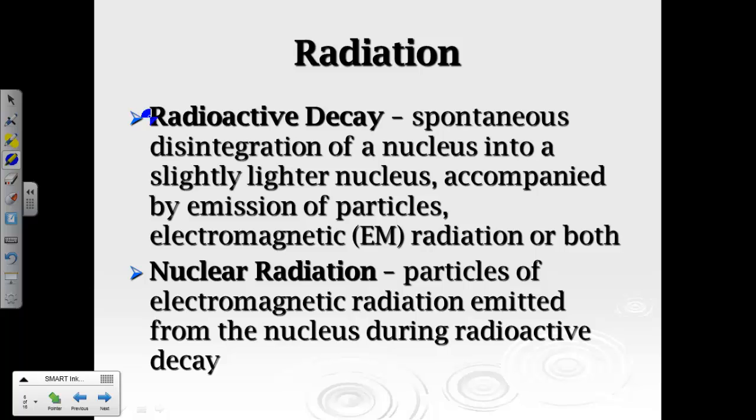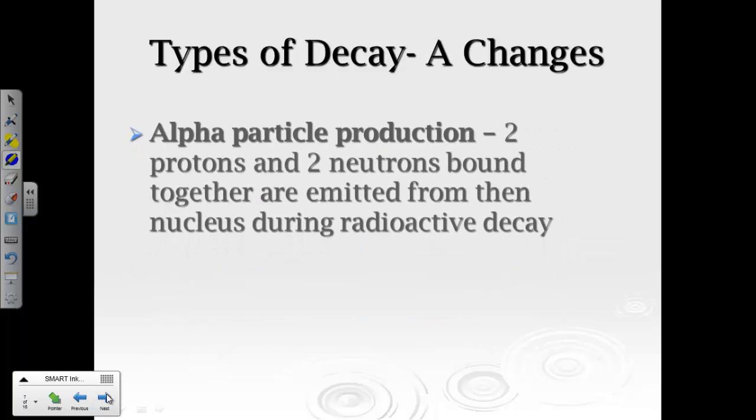Okay, now a couple of terms that are often confused are radioactive decay, which is the spontaneous disintegration of a nucleus into a slightly lighter nucleus, accompanied by the emission of particles, electromagnetic radiation, or both. So radioactive decay is the process. It's the actual disintegration and the spontaneity of it, whereas nuclear radiation is going to be the actual particles or the radiation that are emitted. So the decay is the process, the nuclear radiation is what is emitted, or what things are decayed into. So that's the easiest way to keep those 2 straight.